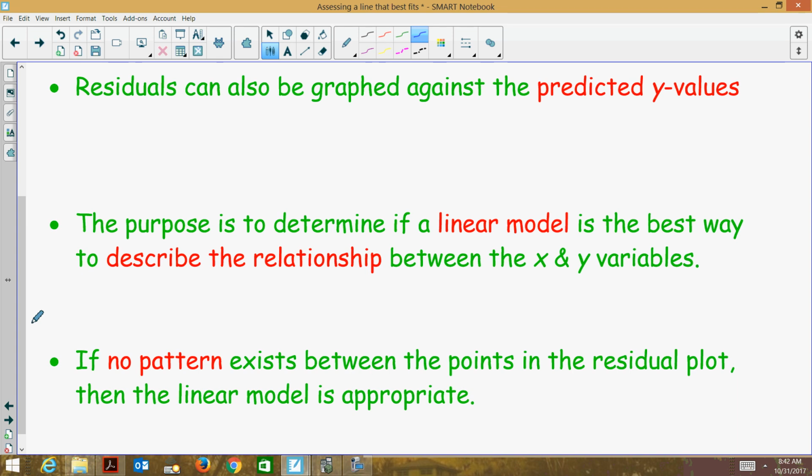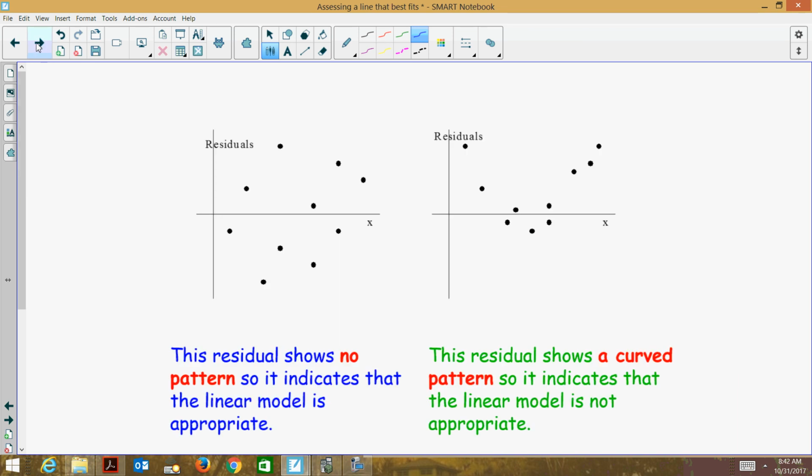And here's how you can discover that. If no pattern exists between the points in the residual plot, then the linear model is appropriate. So what exactly does that mean? Here I have two residual plots. As you can see on the left one, there is no pattern shown. All of the points are scattered randomly.